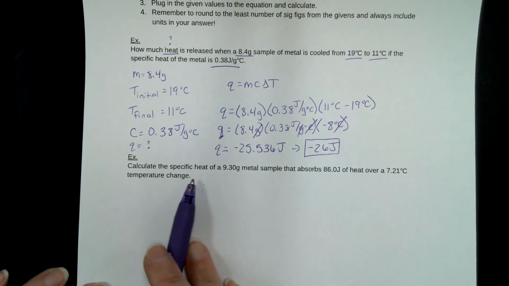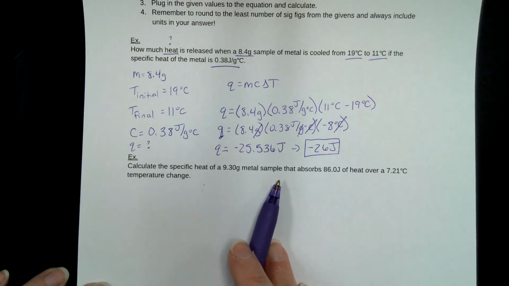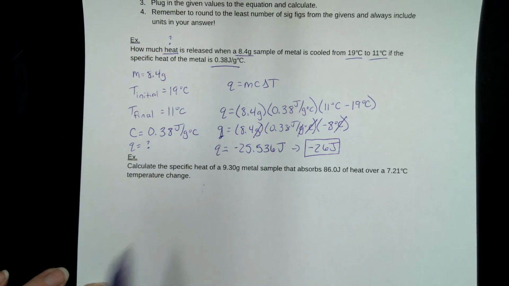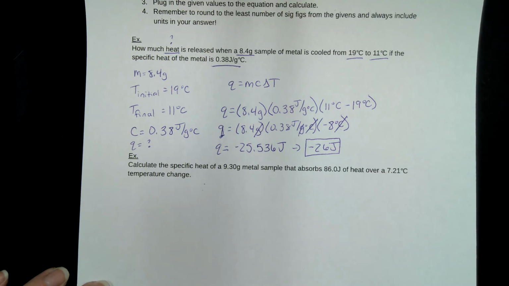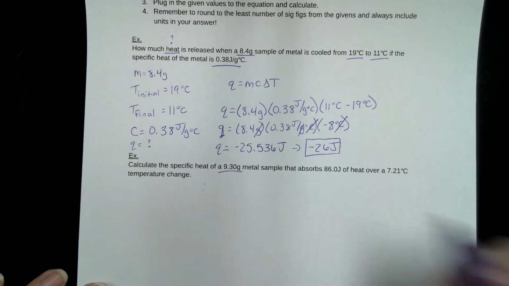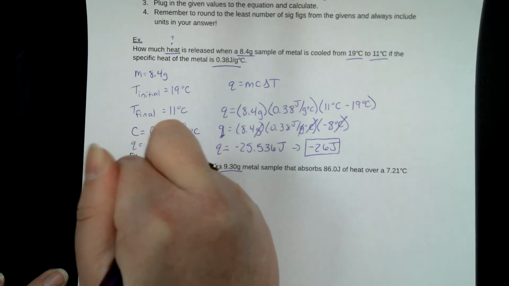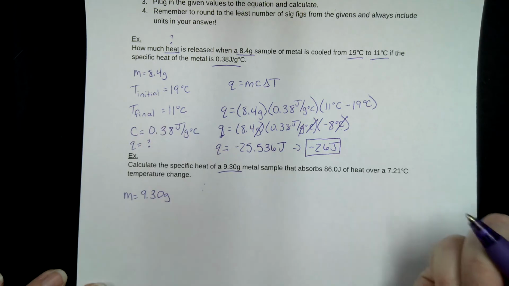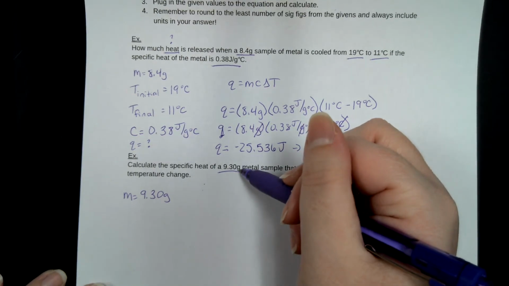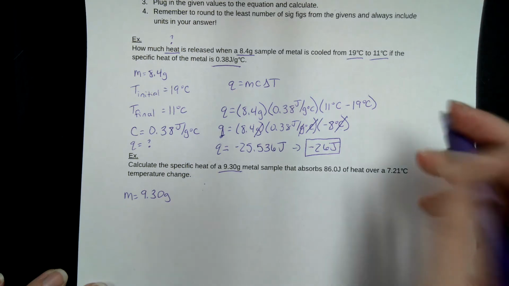So here we want to calculate the specific heat of a 9.30 gram metal sample that absorbs 86.0 joules of heat over a 7.21 degrees Celsius temperature change. All right. So we first are given the mass of 9.30 grams. And again, I know it's mass because the unit grams is the unit of mass.